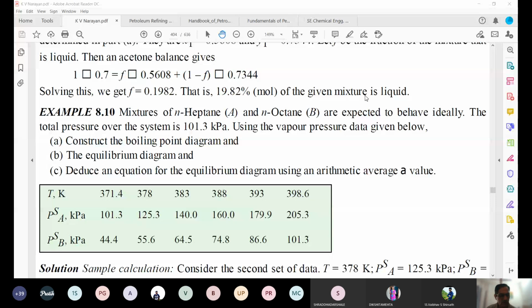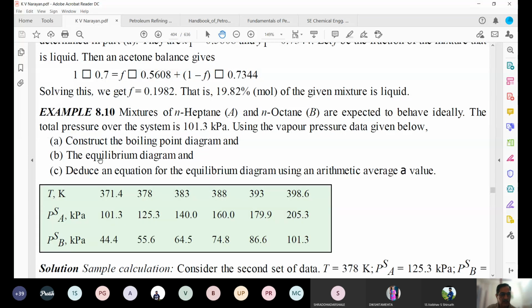Good. So you all know how to calculate these values now, right? Now all you have to do is plot temperature versus x and y. I showed you that diagram: temperature will be on the y axis, and x and y will be on the x axis, so you join the two curves, the T-y curve and the T-x curve. Anybody have any doubts on how to draw the TXY diagram? No, sir. Okay, so that is the first part, the TXY diagram.